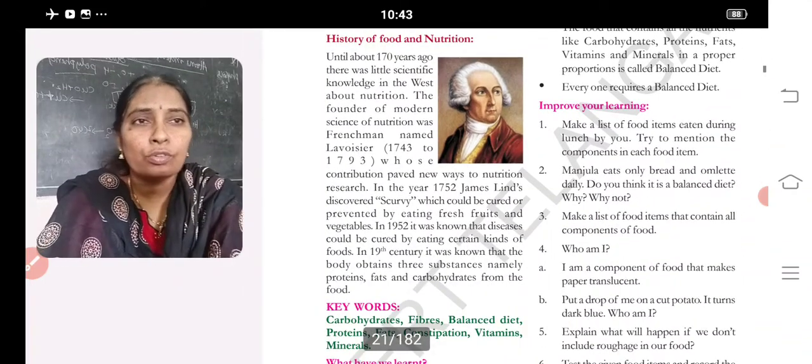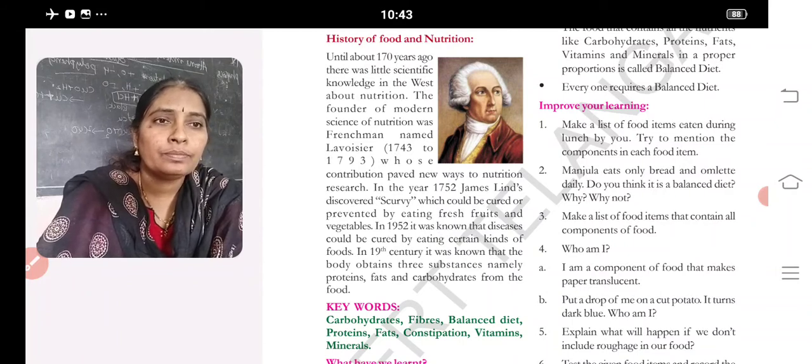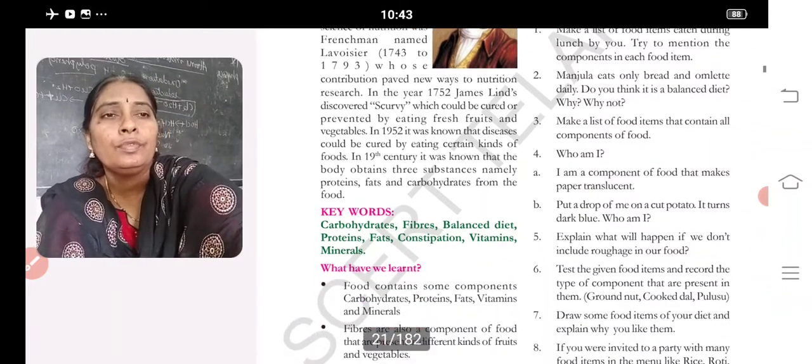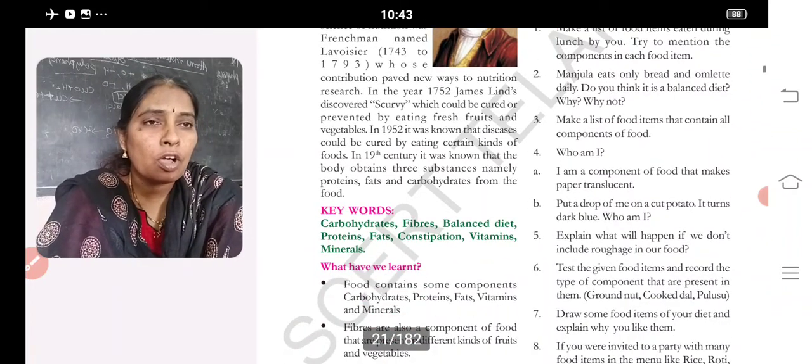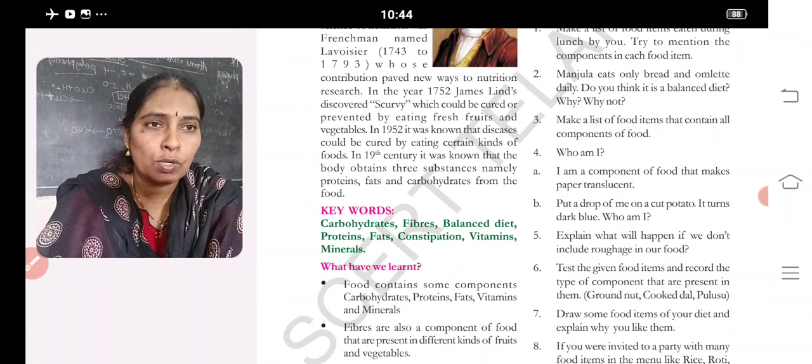So what questions should be read from that lesson? Underline the fourth question. Fourth question: Who am I? I am a component of food that makes paper translucent. What is that? Answer: fat. Put a drop of me on a cut potato, it turns dark blue. Who am I? Iodine solution.